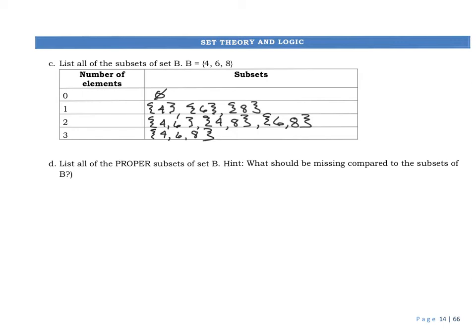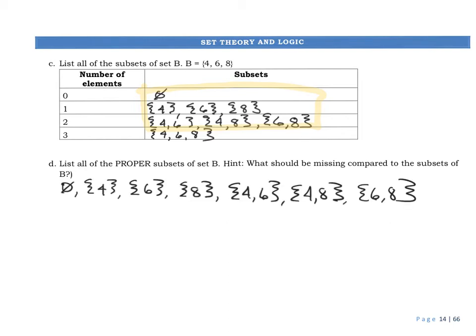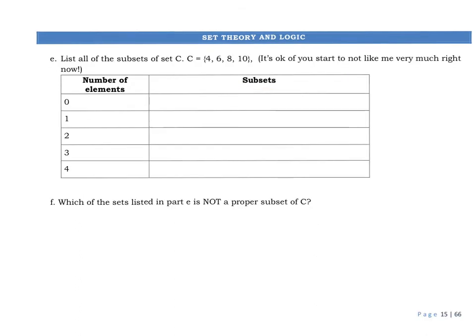All right, then on D, they're asking us to list the proper subsets of B. So that's going to be everything but the set itself. All right, so I'm going to pause this and you could write those down yourself. Okay, hopefully we got the same thing there. So we had everything listed except for the set itself.